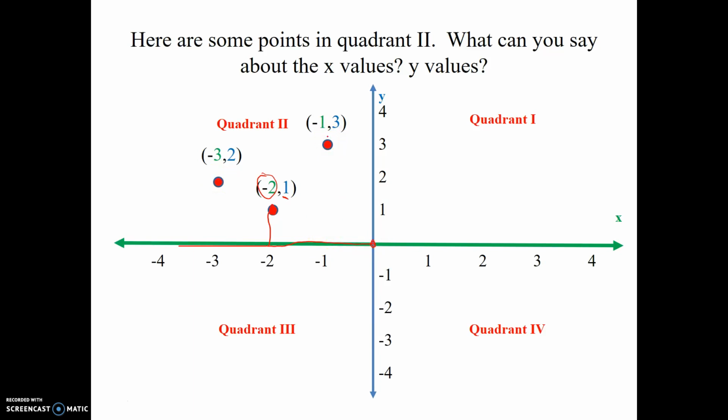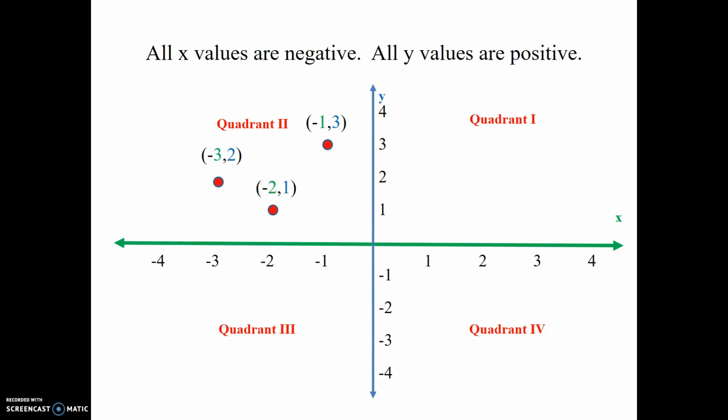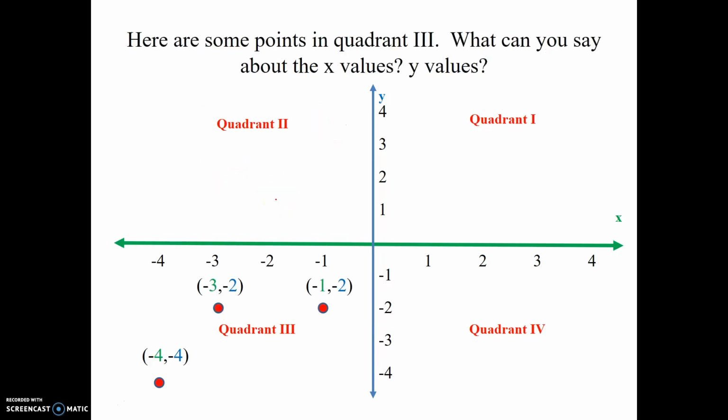What do all of these ordered pairs have in common? Take a minute and jot that down in the summary section of your WSQ. You might have noticed that all the X values, all the first values we have, are negative, while all the Y values are positive. Let's look at some ordered pairs in quadrant 3.